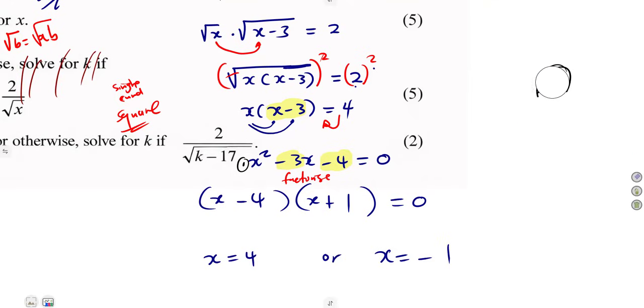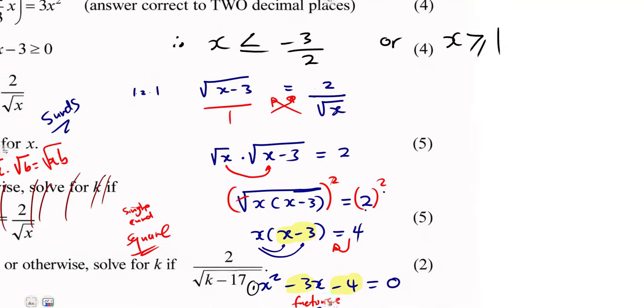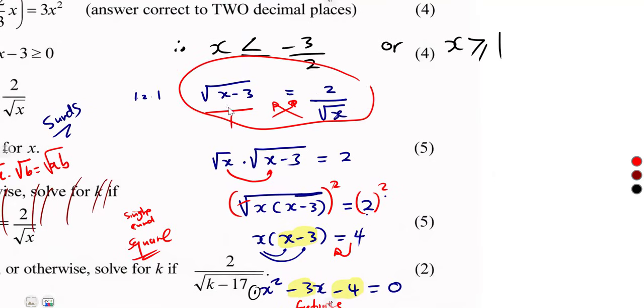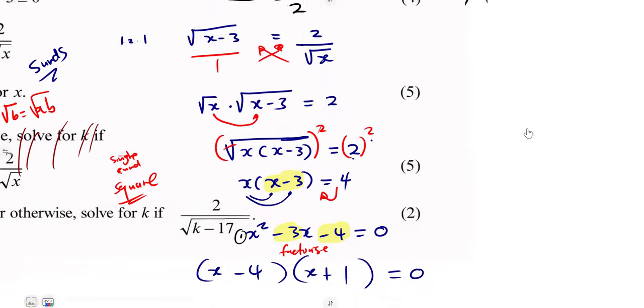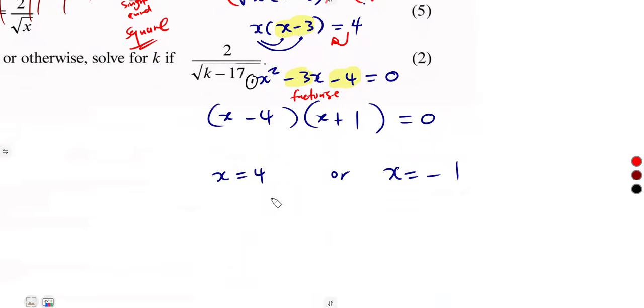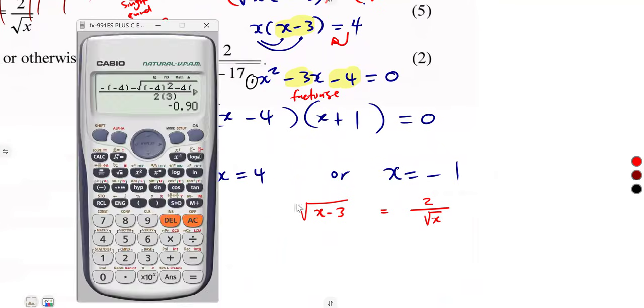But remember, guys, this equation that we're solving is under surds. So we have to test from that original equation that we had. We have to test our values to say which one is valid. Remember, our original equation was the square root of x minus 3 is equal to 2 over the square root of x. So let's test when x is 4. So the left hand side, square root of 4 minus 3. It's because I fixed my calculator to 2 decimal places. Let's get it to the normal mode. So that's 1.